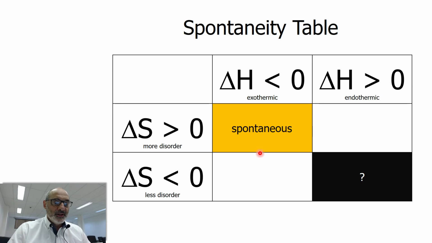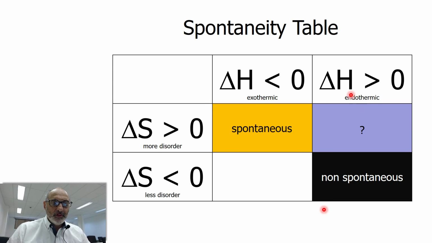Let's consider this one, endothermic and less disorder. The process must absorb energy, and in addition, the final result must be more ordered, must have a higher level of order or a lower level of disorder compared with the reagents in the beginning. So this is very unlikely to happen, because it must absorb, and in addition, it must reduce disorder. So I would say this process is non-spontaneous in the indicated sense, of course, okay.